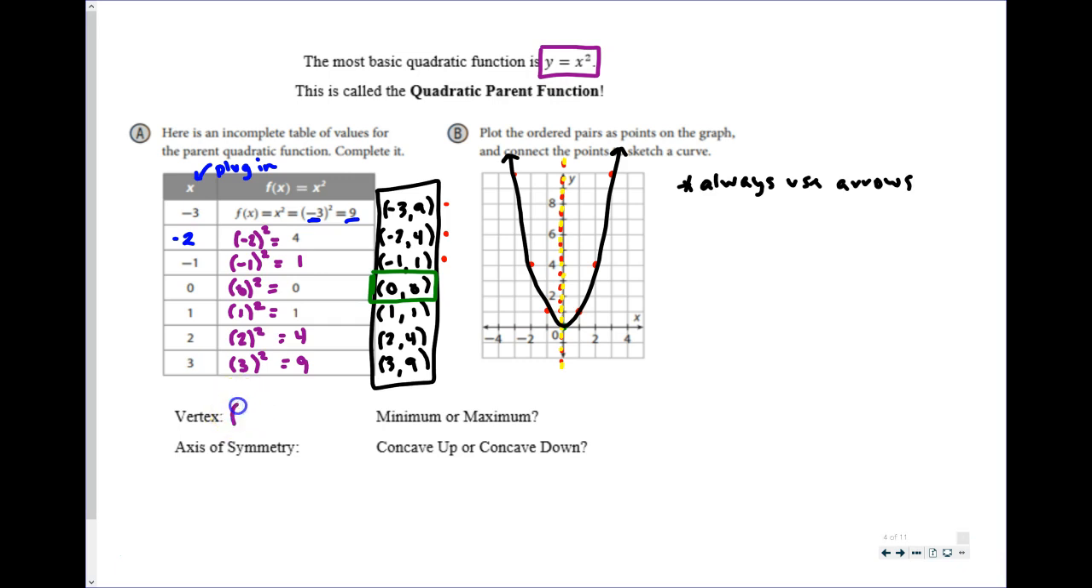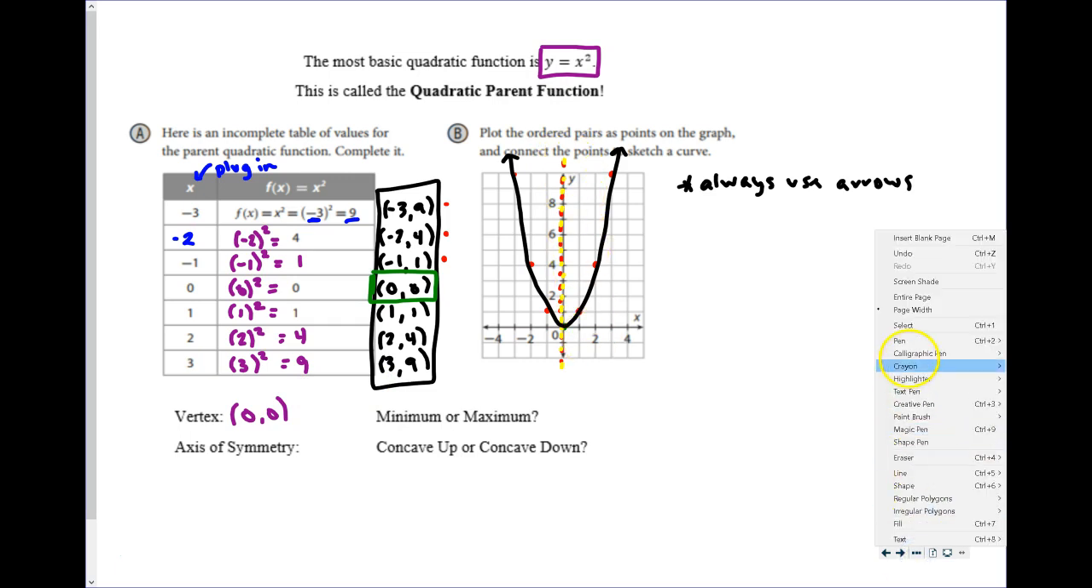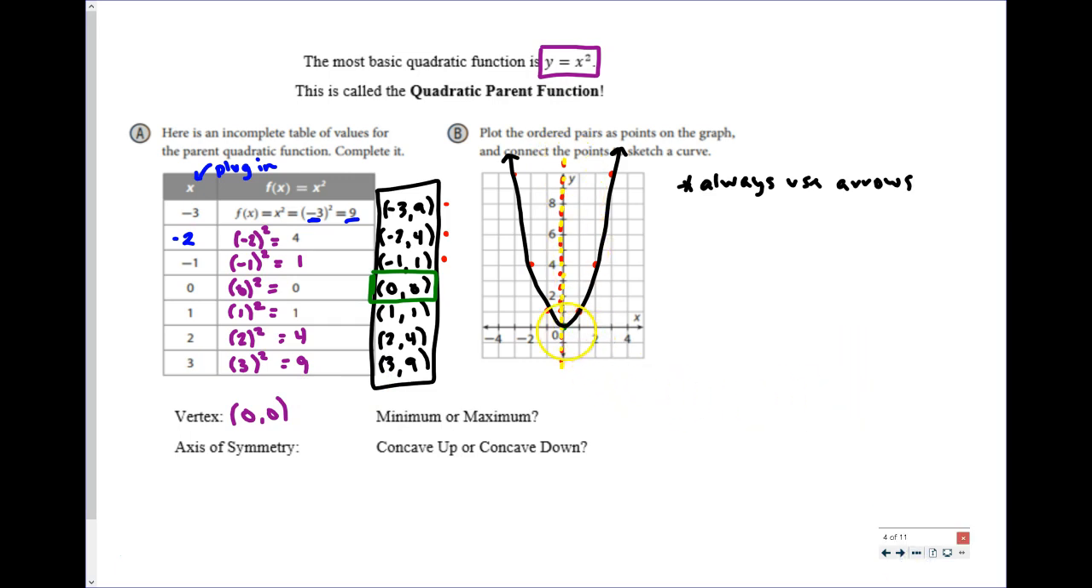What's the vertex? The vertex is 0, 0. Axis of symmetry, that line that goes through the middle, when we write the axis of symmetry, we don't write a coordinate. You actually are going to pick the x value of the vertex. So there's my x value of the vertex. So when I write my axis of symmetry, I'm going to make it an equation, x equals 0, because remember, a vertical line always starts with x equals. We talked about that last semester.